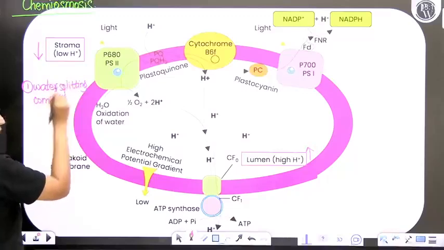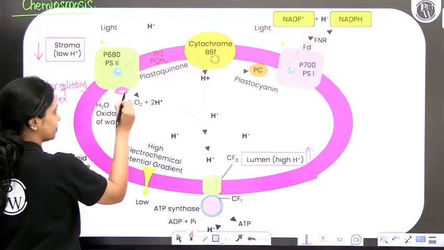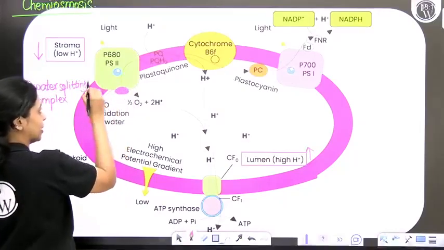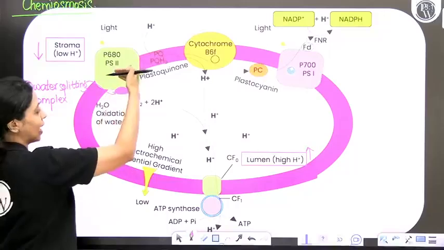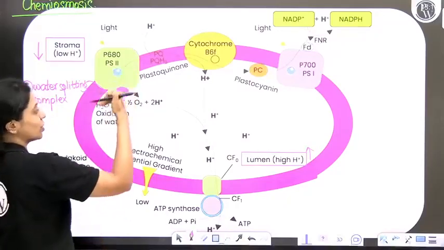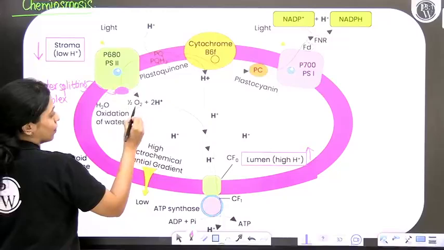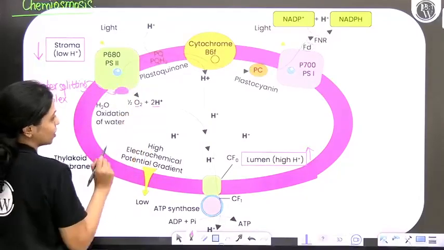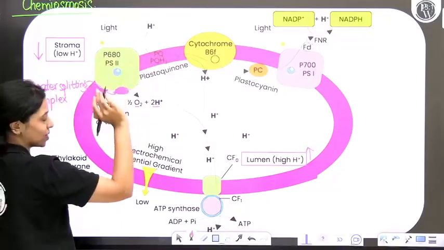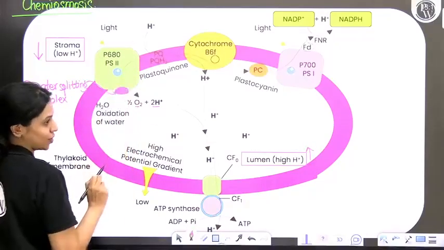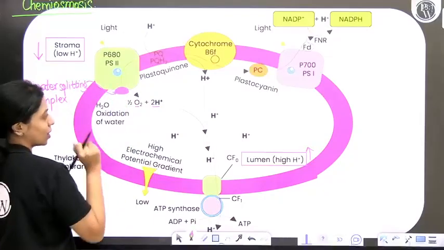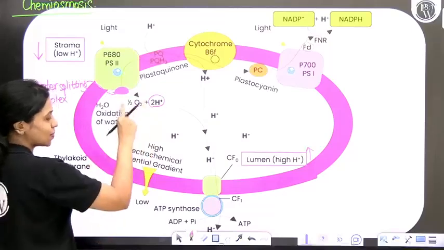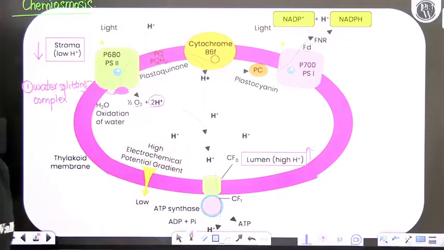Now this water splitting complex is located over here towards the inner side of the thylakoid membrane. If this is located here, then obviously splitting of water will happen towards the lumen. So protons, electrons, and oxygen are all produced inside the lumen. What happens to the oxygen? It diffuses, escapes and leaves. What happens to the electrons? They are passed on to PS2 to replace the electrons that PS2 has lost. What happens to the protons? They get retained within the lumen itself. So these protons will stay in the lumen itself. Okay?